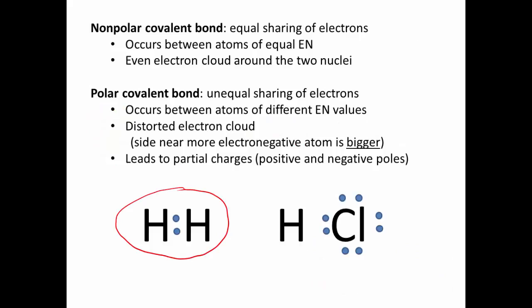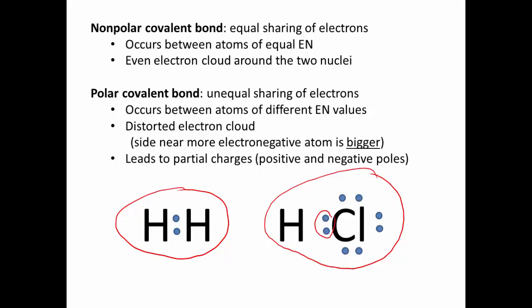So chlorine is more electronegative than hydrogen, and so these two electrons are going to spend a little more time by chlorine, as I've shown in the picture. And our electron cloud is going to be significantly bigger by that atom with the more electronegative value. This is called a distorted electron cloud because the side near the more electronegative atom is going to be bigger because the electrons spend more time by the more electronegative atom.